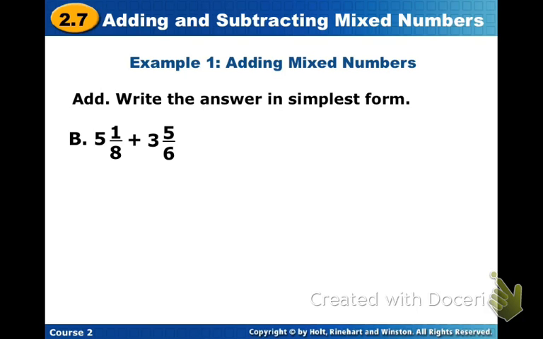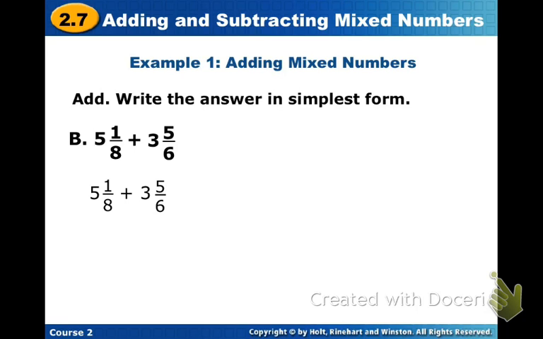So we have 5 1/8 plus 3 5/6. Now, you have options. You do not have to change them to improper, and I'm going to show you both ways, but some kids really like to do that. So in this case, we're really just needing to get the common denominator between 8 and 6. And if we can find the least common multiple of 8 and 6, we know that it's 24.